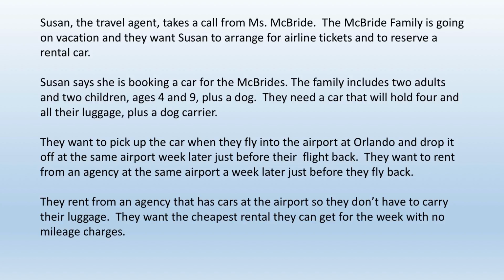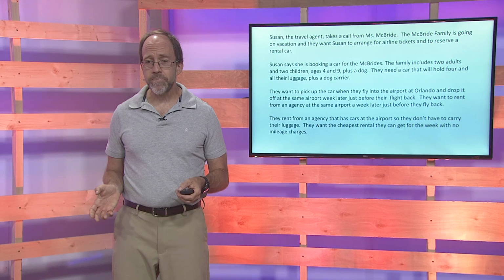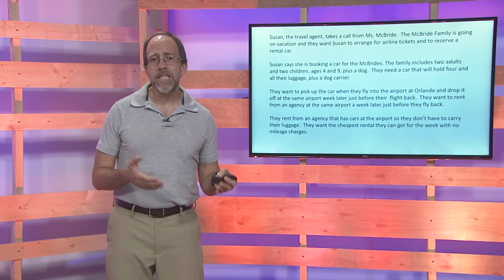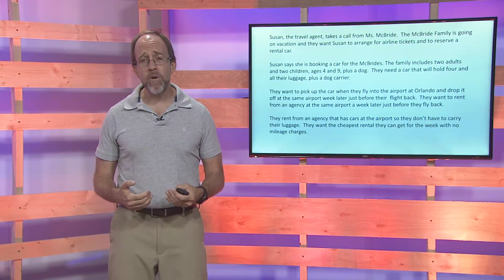So this is just a traditional scenario: I'm a travel agent, and this is something I do. I've got this family, the McBrides, they've got some kids, they've got a dog, they want to fly somewhere, they want to pick up their car, they want it all to be convenient. So I've written all this down as a scenario. Now, I want to take that and make it into something usable for me to design a system for my travel agent, Susan, to be able to use to help with this.